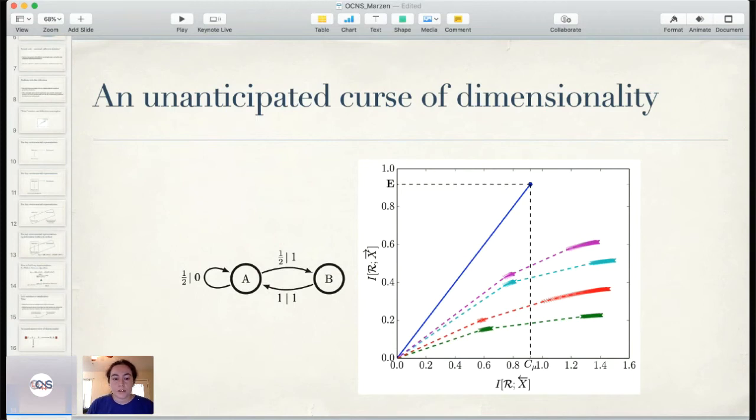And the way this works is, if you're in state A, you flip a fair coin. With probability a half, you see a zero and you move to state A. That's why there's that arrow that has the loop. With probability a half, you emit a one and you move to state B. And if you're in state B, you always move to state A.